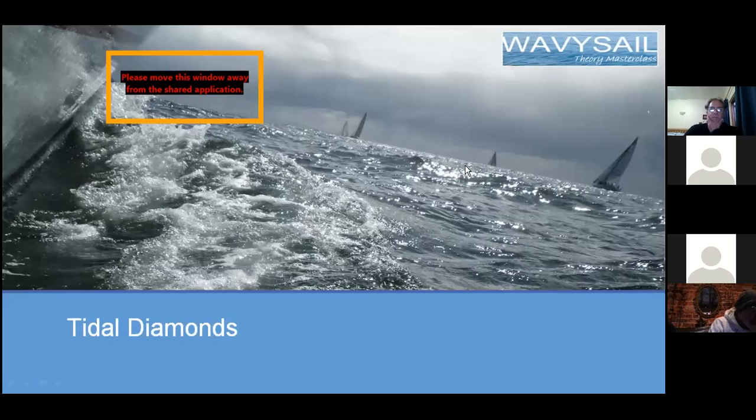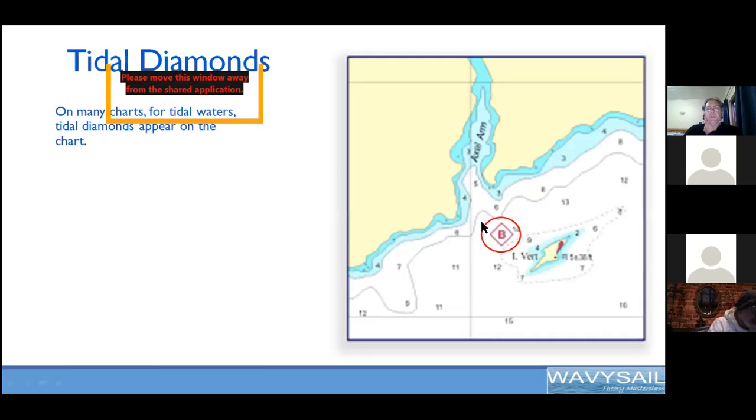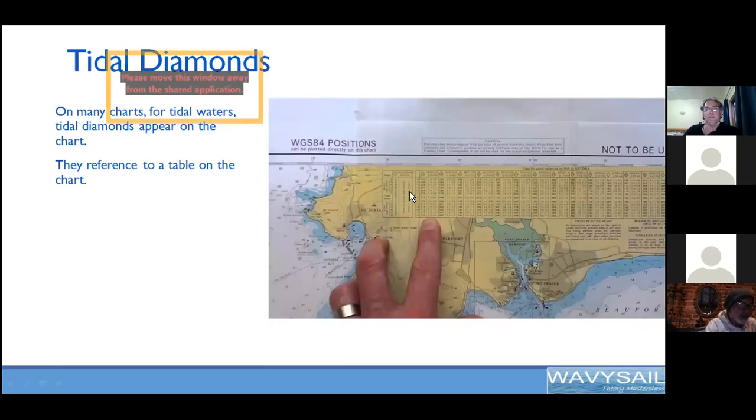Okay. Diamonds, tidal diamonds. You see these chaps on a chart. They're called a tidal diamond. It'll have a diamond around it with a letter inside it. That is what a tidal diamond looks like on a chart. That relates to this table that will be on the chart as well. This big table that I'm pointing at there.